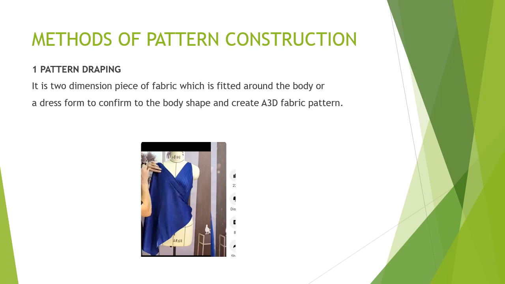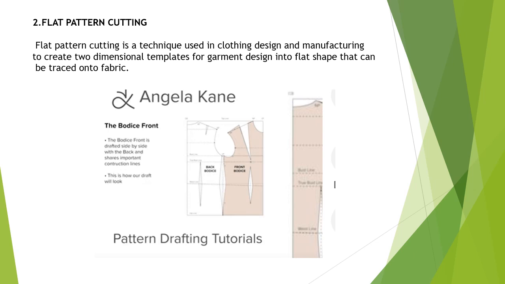So you can look at the diagram which is there to understand more about pattern draping. The second one you're going to look at is flat pattern cutting. Flat pattern cutting is a technique used in clothing design and manufacturing to create two-dimensional templates for garment design into a flat shape that can be traced onto the fabric. So there are some diagrams which are there that the designer is going to use to get to the required design that he or she wants.